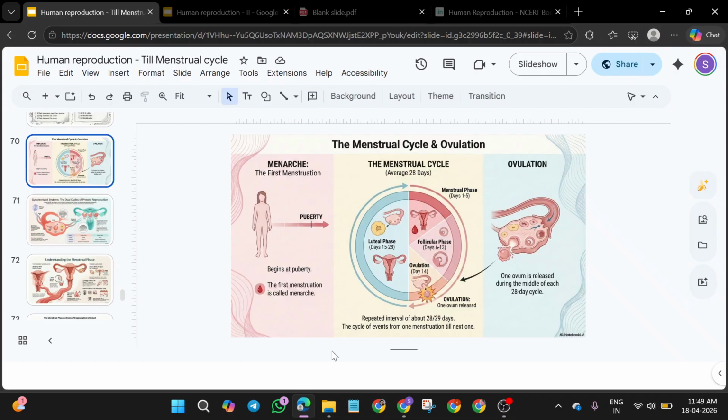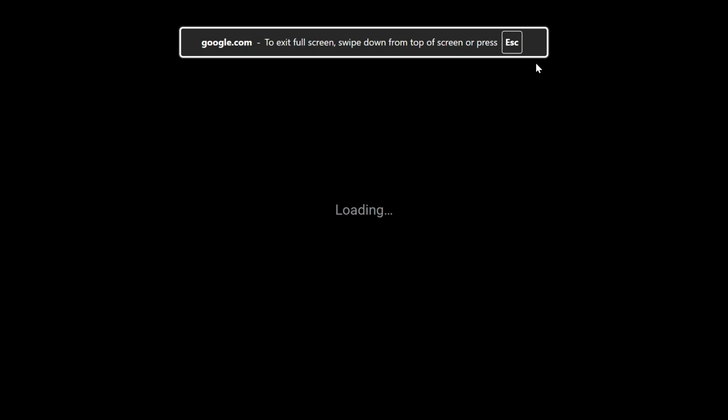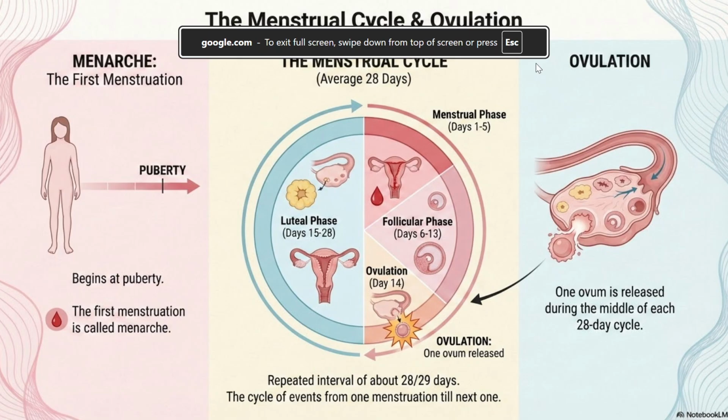So you already know basic things about the menstrual cycle. That is, in case of the menstrual cycle, what is going to happen?